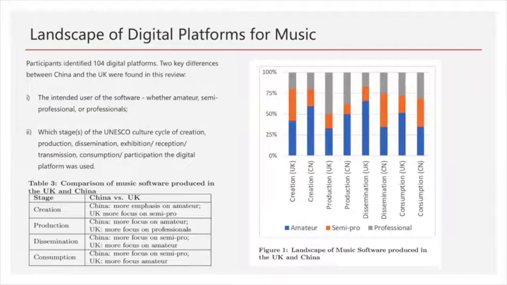On the second day of the workshops, participants identified 104 different digital platforms for music used in the UK and China. 2 key differences between China and the UK were found in this review. The graph here illustrates the kinds of users of software for different stages of creation, production, dissemination, and consumption. Broadly speaking, in China compared to the UK, there is more emphasis on amateur users in the creation and production stages, and more emphasis on semi-pro in the dissemination and consumption stages compared to the UK. You can see more in-depth analysis in our paper.